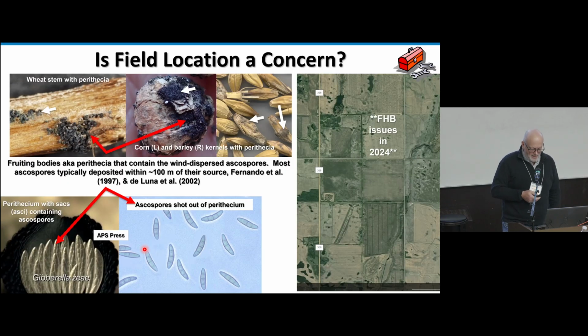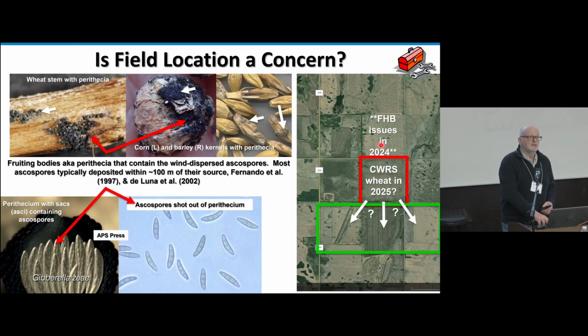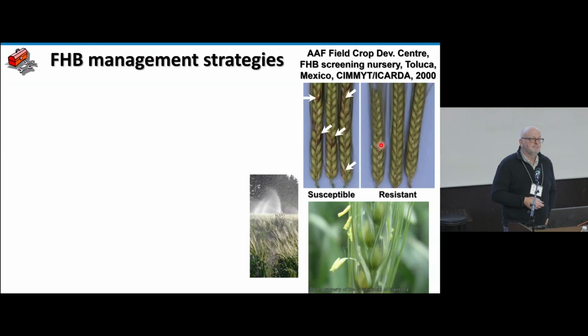So if you've had an issue with Fusarium head blight in 2024, let's say, and you're thinking about planting a field immediately adjacent to it, you might want to think twice about that and potentially consider looking at a field a little further away to limit the exposure to the ascospores that are produced from that infected crop residue.